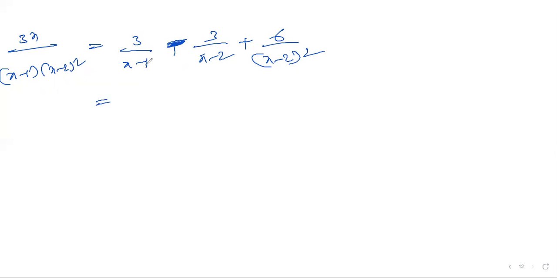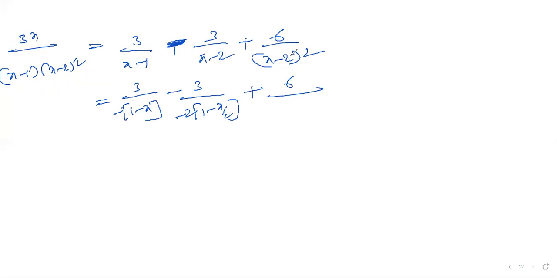From this, what is the problem here? 3 by x minus 1 is there, so you can take minus common. It becomes 1 minus x. It looks very fine. Minus 3 by x minus 2, I can take minus 2 common. It becomes 1 minus x by 2. With this, what can I take common? Minus 2 you take common, minus 2 whole square becomes plus 4. You'll get 4. This you can write as 1 by (x minus 2) whole power 2.